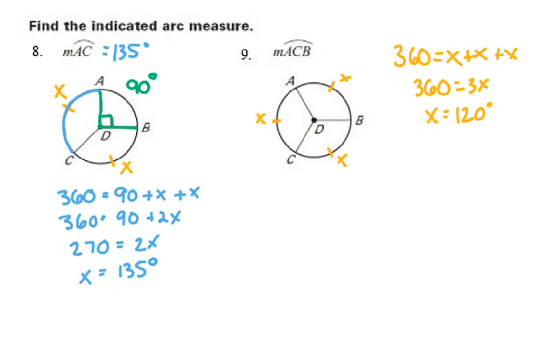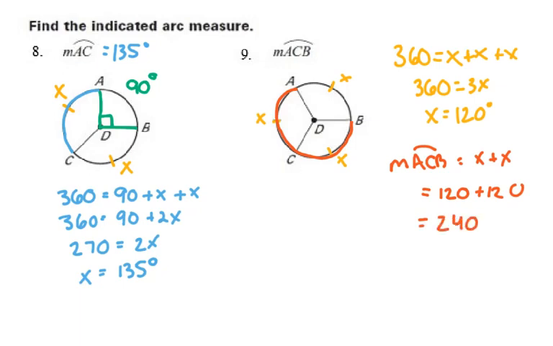Now for this one, I'm going to go back to my question, and it says that I want to find the measure of arc ACB. Order matters here, so follow the letters as you go around. So the measure of arc ACB is equal to x plus x. So that's equal to 120 plus 120. So I get 240 degrees as my final answer for that.